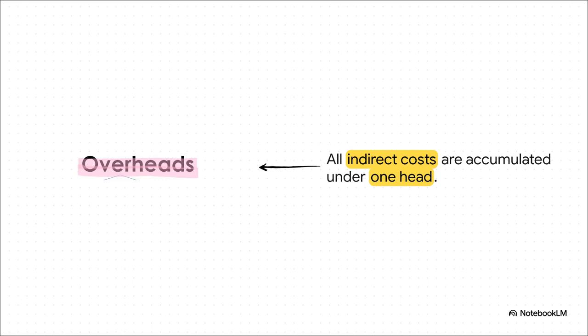Now, here's how accounting solves the headache of those tricky indirect costs. Because things like rent and utility bills can't be easily traced to a single cost unit, they're all grouped together into a master category. All indirect costs are accumulated under one massive head known as overheads. So when you hear a business complaining about their overheads, they are talking about the heavy, indirect financial burden of simply keeping the organization running.